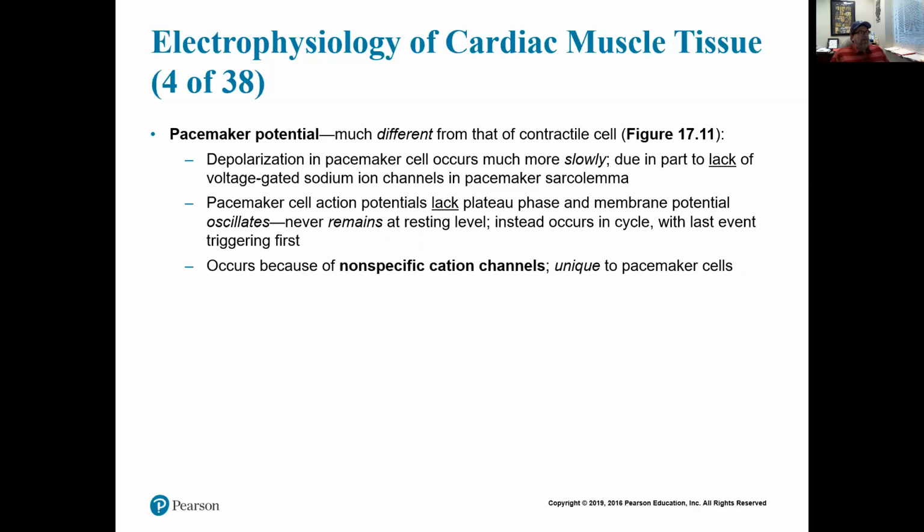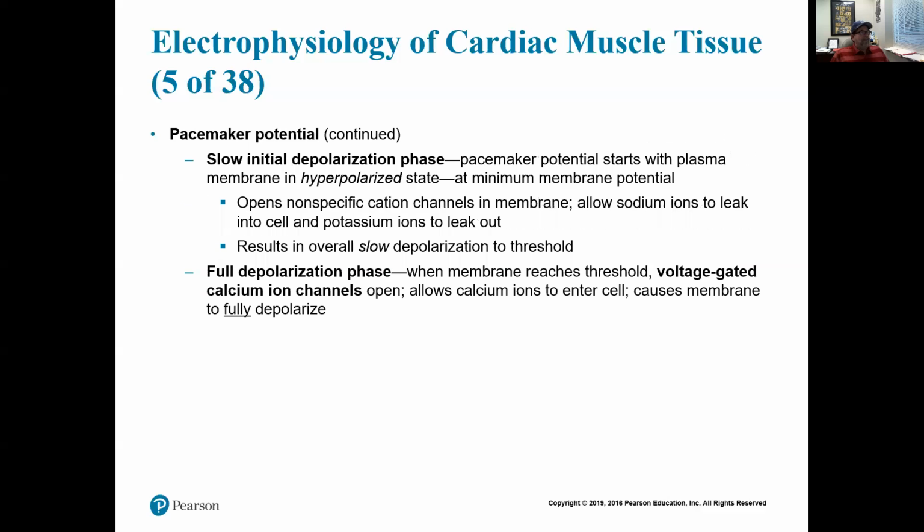Now, pacemaker potentials are much different than that of contractile cells. Depolarization of a pacemaker cell occurs much more slowly, due in part to a lack of voltage-gated sodium channels in the pacemaker sarcolemma, or cell membrane. The pacemaker cell action potential lacks the plateau phase, and the membrane potential oscillates, never remaining at resting level, instead occurring in cycles, with the last event triggering the first. They occur because of non-specific cation channels unique to pacemaker cells. Now, I've read all that, but let's take a look at this in the picture in just a second.